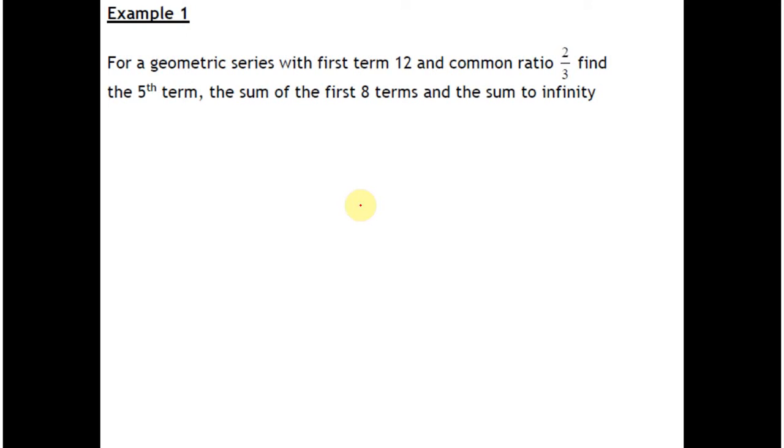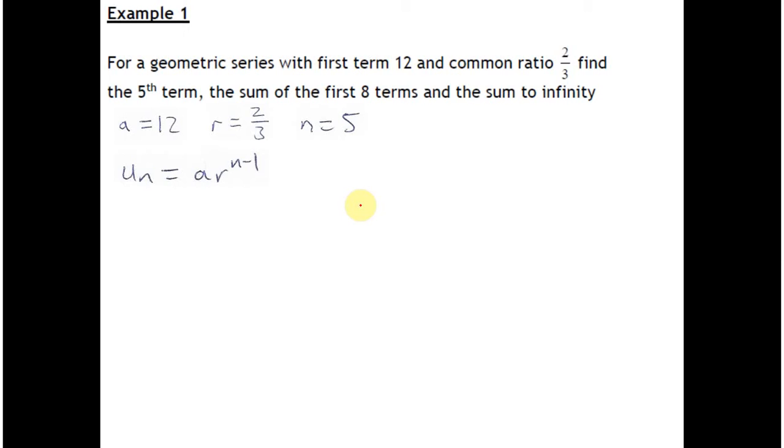Example 1. For a geometric series with first term 12 and common ratio 2/3, find the fifth term, the sum of the first 8 terms, and the sum to infinity. So starting with the fifth term, we identify a equals 12 because that's the first term, r, the common ratio, is equal to 2/3, and n for the fifth term is 5. Now we need to make sure we're using the correct formula. We want a term, so we want the un formula. So un is equal to ar to the n minus 1.